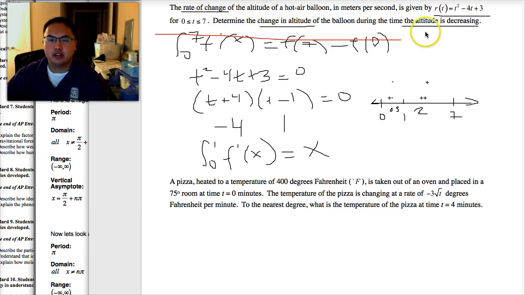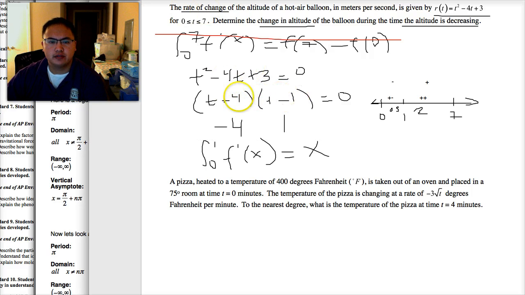So remember yesterday it says the rate of change is given by blah blah blah. Determine the change in altitude during the time the altitude is decreasing. So remember I said write the equation, but that's wrong because I want to know when the altitude is decreasing. And I can't do this formula until I know when the altitude is decreasing. So I crossed that out and I said, hey, set your derivative, remember this is a derivative function, equal to 0. And then I said, let's find the critical numbers and factor. So this is where I went wrong.